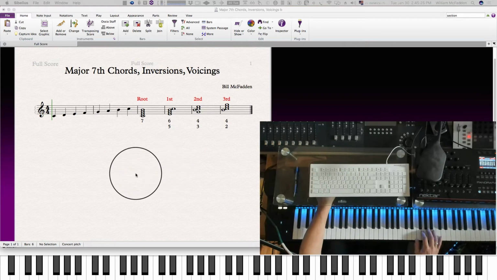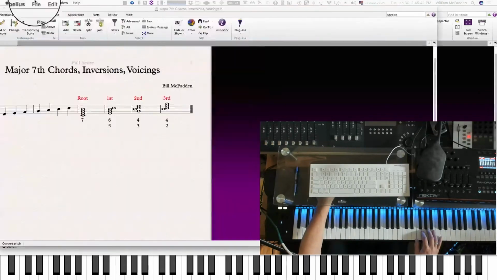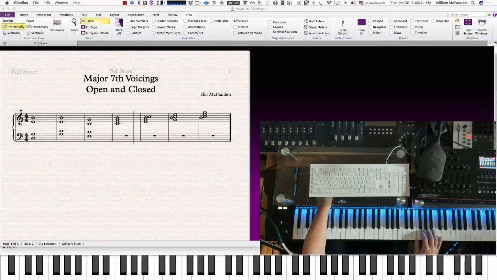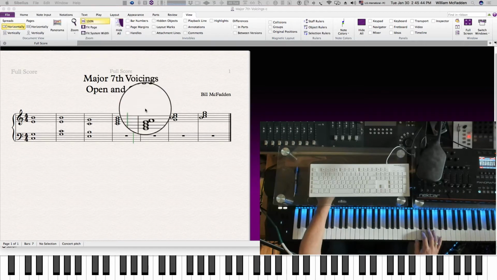So major 7ths, and then we have what we call dominant 7ths, but we'll get into that in another video. So this is enough to digest for one video, especially all of these inversions and the notation. Okay, now the other thing I want to get into is voicings.